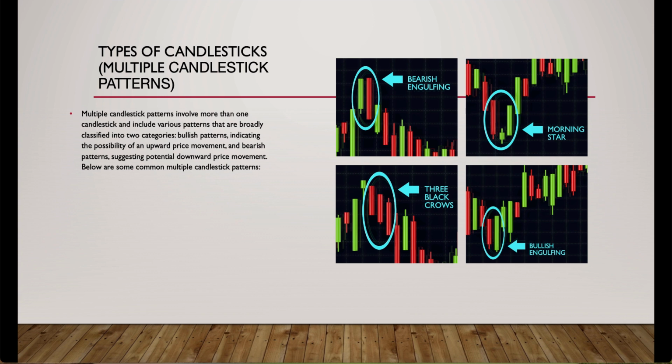So now again, multiple candlesticks, guys, they involve more than one candlestick, and there are various patterns in them. So we can use this, for example, a bearish version would look like this, whereas a bullish version would look like this. Again, a bullish version would look like this. So you can use this information to predict where the market is heading next.